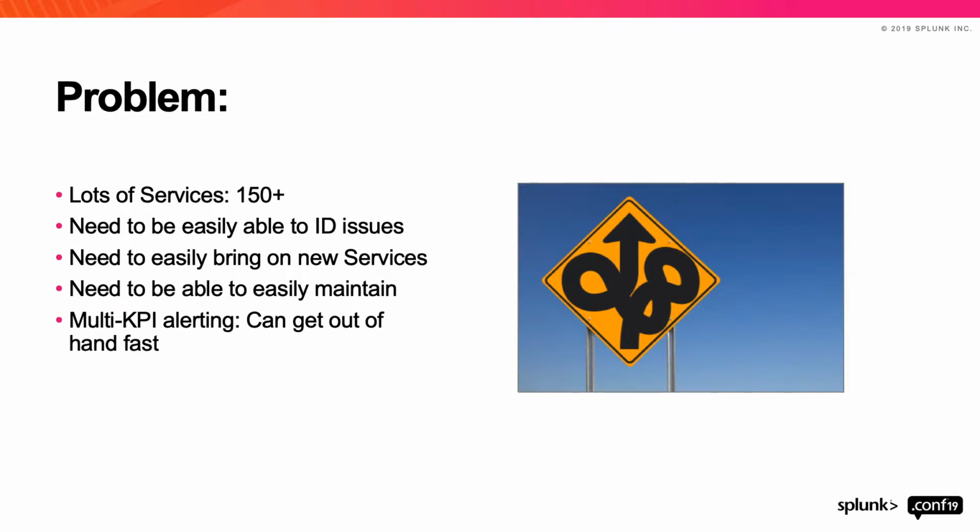We have over 150 services in our environment. So we don't want multi-KPI alerts specific to all these different services. We don't want correlation searches specific to all these services. We don't want any aggregation policies that are specific to services. We want to make it just simple and easy.